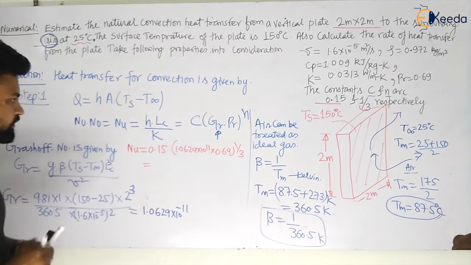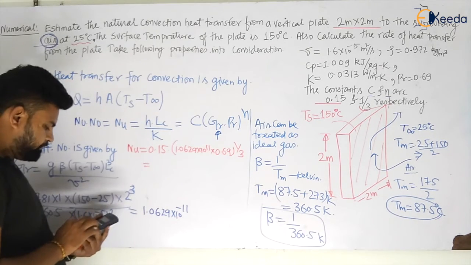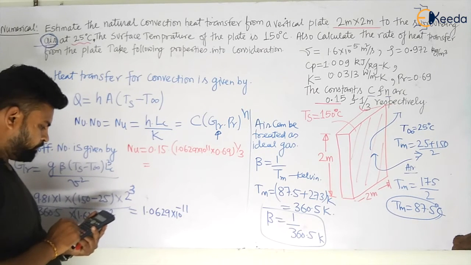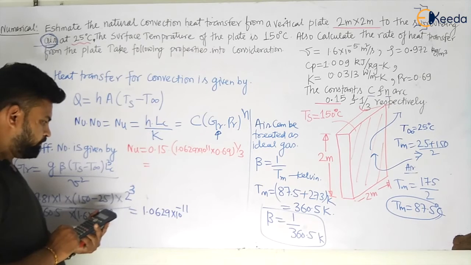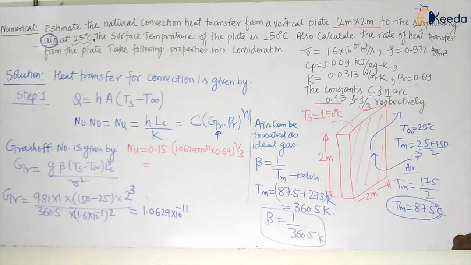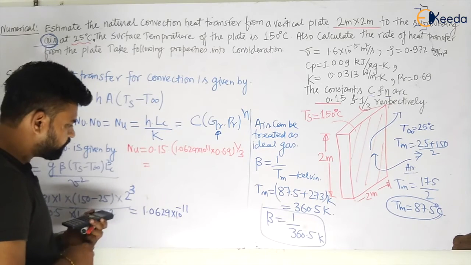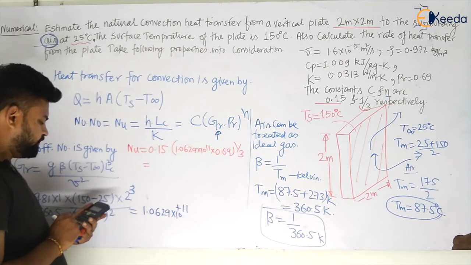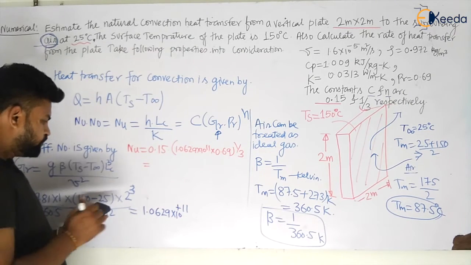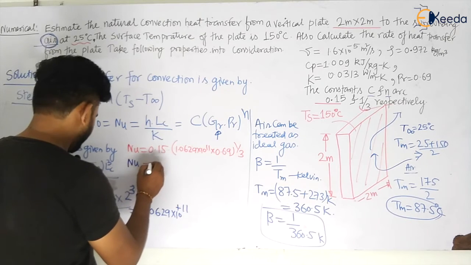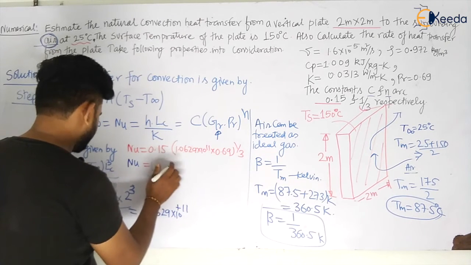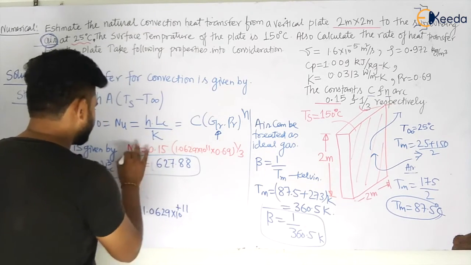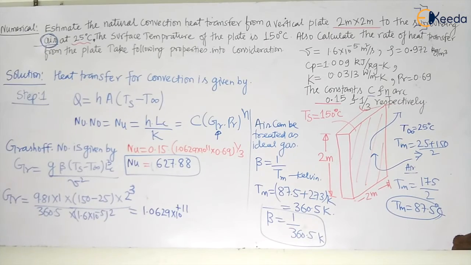Let us see what will be the value of this. Into 0.69 to the power 1 by 3, my dear students, and that is plus 11, that is not minus 11. So this will become 4185 multiplied by C, 0.15. So you will have Nusselt number equal to 627.88, my dear students. So from this, can I calculate the value of H, my dear students?